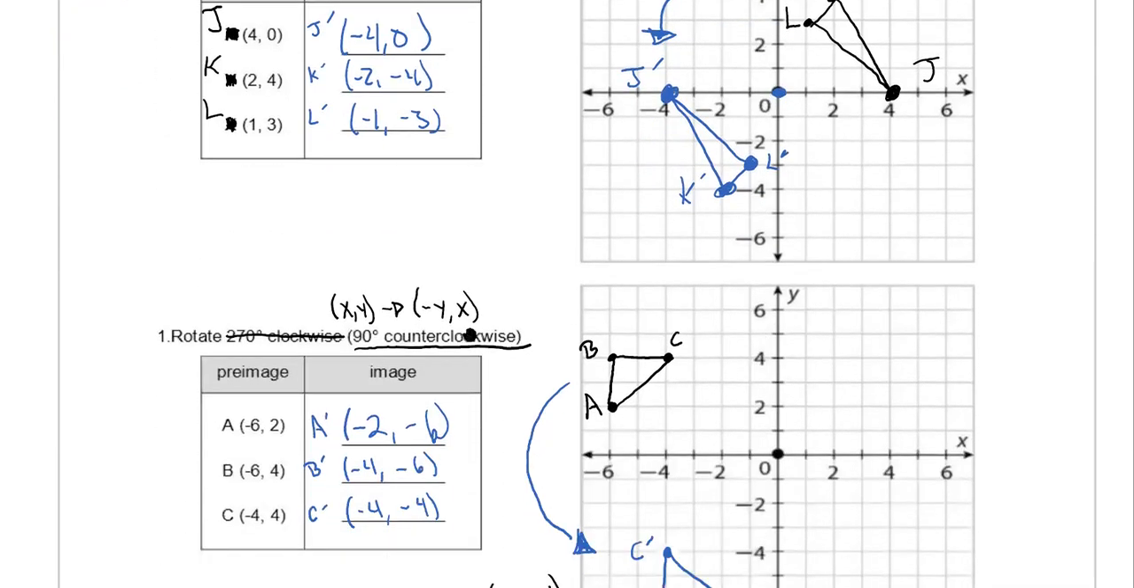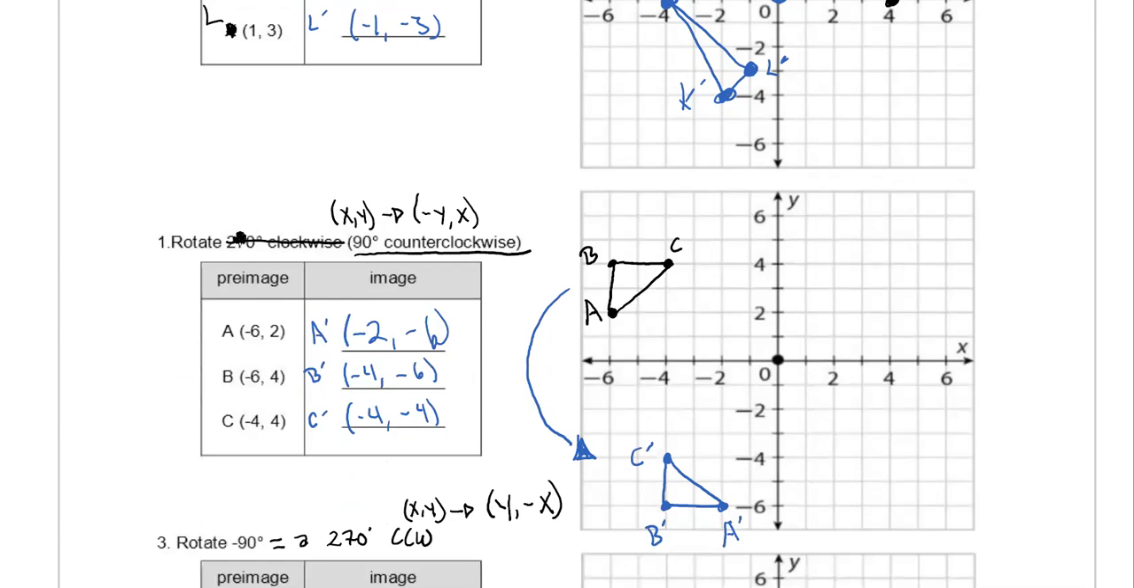Now, the next example. Here, rotate 270 degrees or 90 degrees counterclockwise. I just left that there so you can see these are the same. So X, Y. Negative 6, comma 2 is going to become, right here, my X goes to my Y column. So negative 6 stays negative 6, but moves to the Y column. Now 2 becomes negative and goes to the X column. So that's how you do that. Negative 6 stays the same, 4, negative 4, negative 4, negative 4, 4, negative 4. That is how you do those.